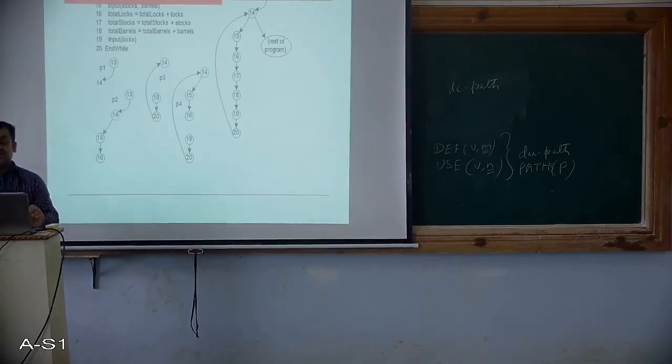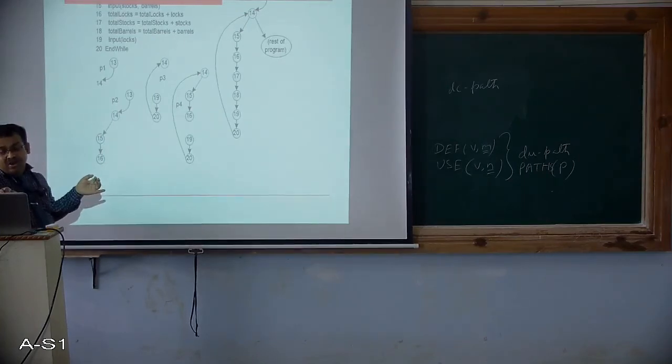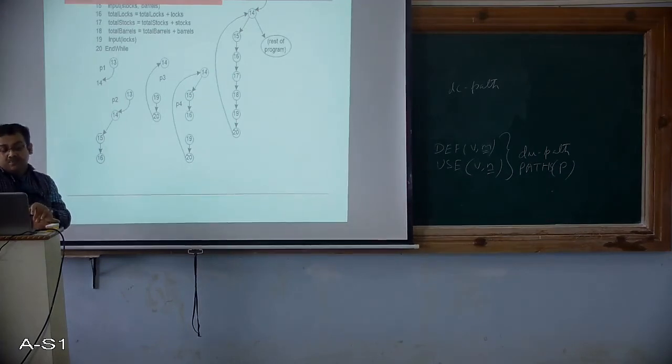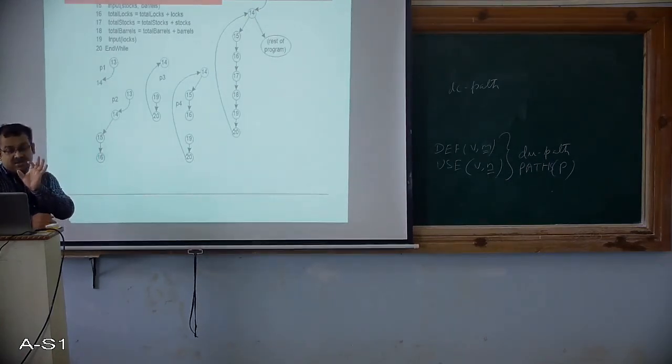Similarly, path P2 starts at 13. See the statement here, 14, suppose where the log is not equal to -1. So it enters the loop. Then it gets the input stocks and variable. Stocks and variable are two other variables for which you can have a separate DU path, so we are not discussing the DU path of stocks and variable. We are just analyzing the DU path of logs.